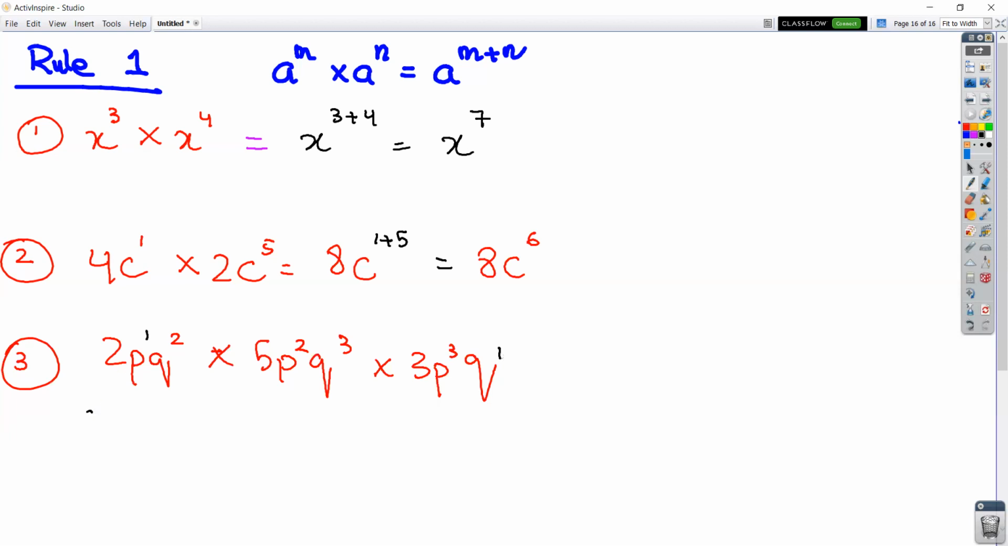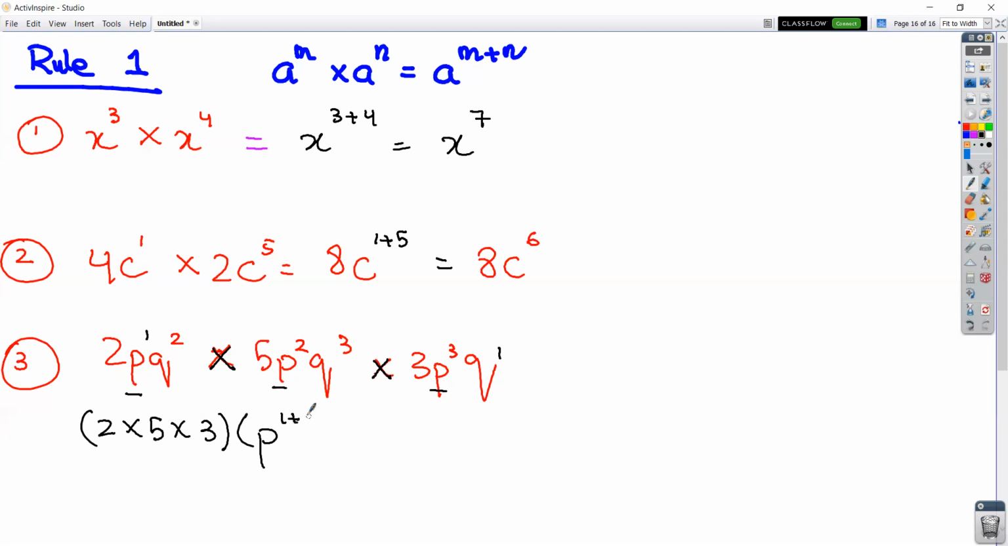With the numbers, I see 2 times 5 times 3. I multiply all the numbers together. Then we have the variable p. With the p variable, we can see that the bases are the same and between them is a multiply sign. So I'm going to add the powers, whatever the powers on p would be.